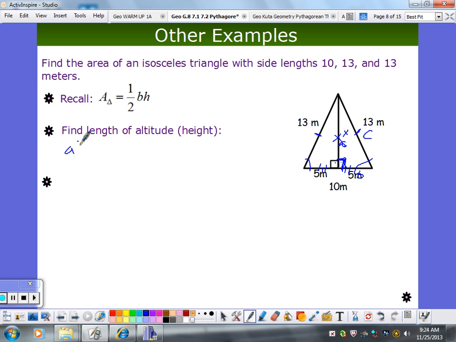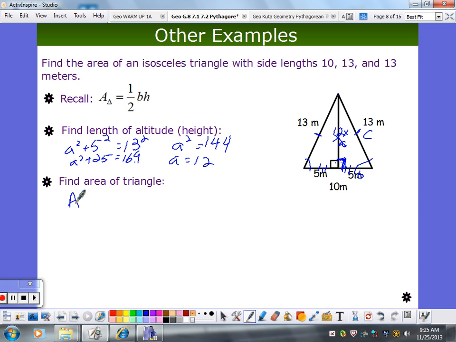So A squared plus 5 squared is 13 squared. A squared plus 25 is 169. That means A squared is, subtract 25 from both sides, 144. So what's A? 12. So that's my altitude, the height. And now I can find my area. Area is 1/2 base times height. My base is this whole thing, 10. My height is 12. 1/2 of 10 is 5, times 12 is 60 square meters. That should be my area.